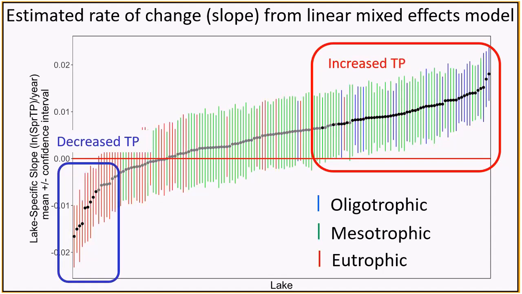And the point of this graph is that almost all of the oligotrophic lakes, all of those blue vertical lines, are not crossing the red horizontal line. They're above the red horizontal line. So all of those oligotrophic lakes are increasing in total phosphorus over the last 38 years, as well as many of the mesotrophic lakes. On the other hand, almost all of the eutrophic lakes are stable or actually decreasing, as you can see on the left side of the graph. So this is the 30 years worth of data? 40. 40. Yeah.